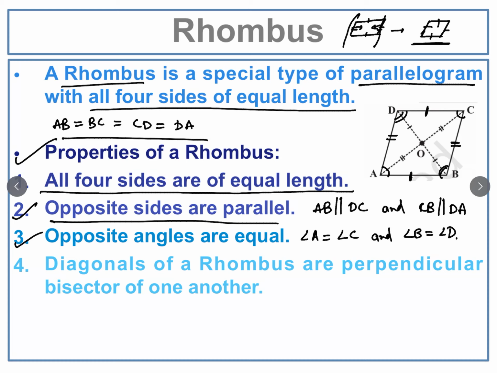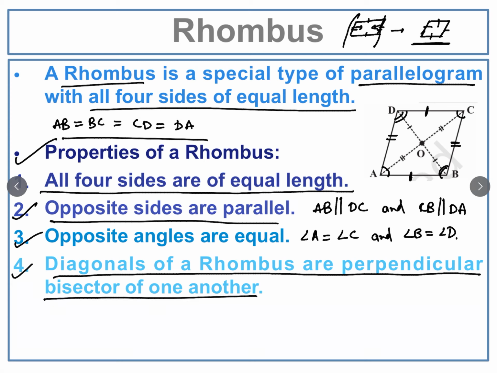Fourth one is that the diagonals of a rhombus are perpendicular bisectors of each other. Perpendicular means they intersect each other at 90 degrees. Bisector means they divide each other into equal halves. That means this portion OD will be equal to OB. Similarly, AO will be equal to OC, and they intersect each other at an angle of 90 degrees. That is, the angle here is 90 degrees.